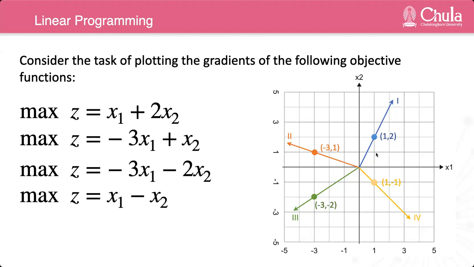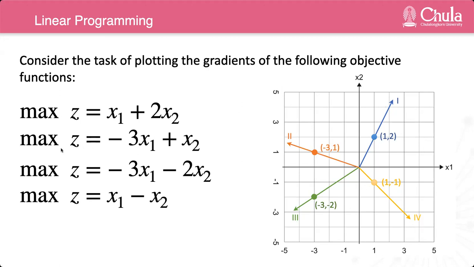So if we move along this vector, this direction, we can increase the objective function. Okay. What about other directions? For example, this direction. Yes, of course, we can improve the objective function, but it's not the gradient. I mean, the gradient direction is the fastest way to improve the objective function.